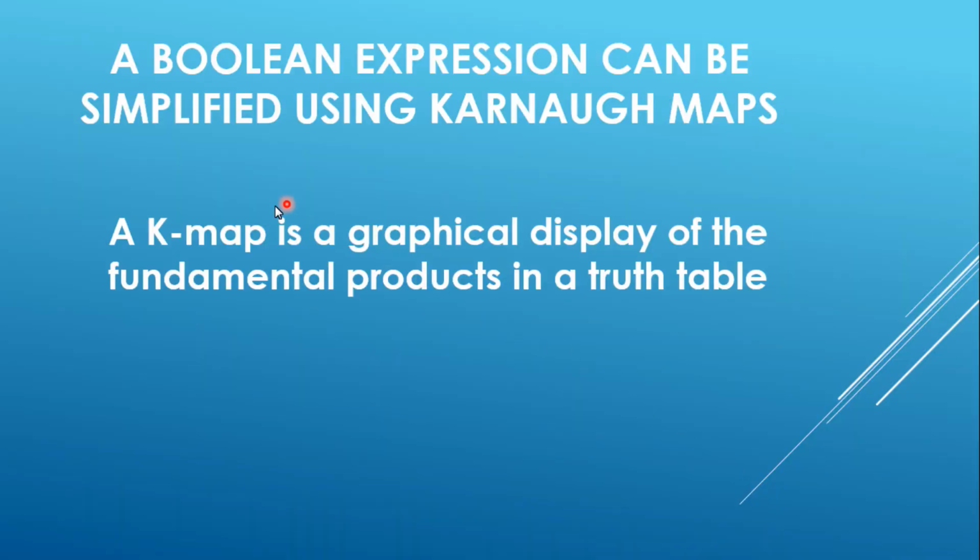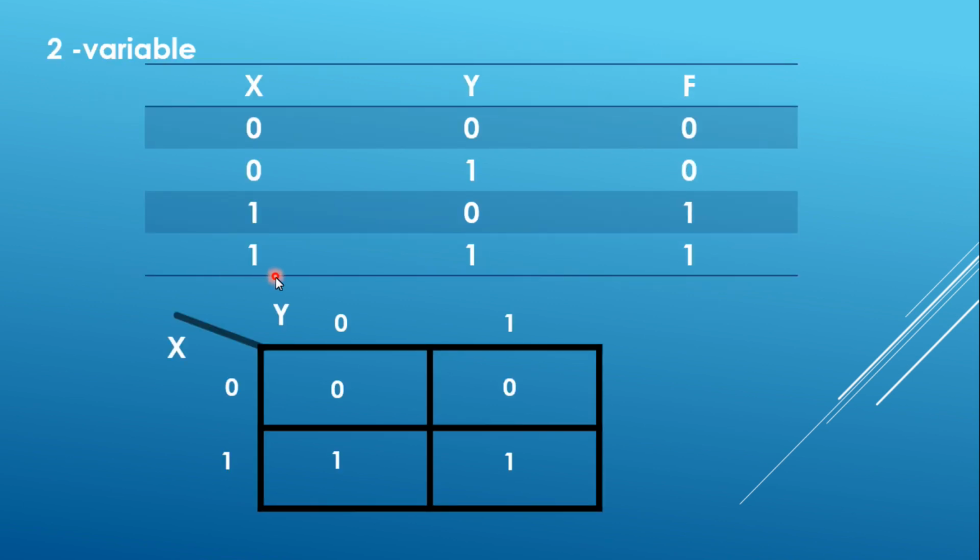A Karnaugh map is a graphical display of the fundamental products in a truth table. So basically all the min terms in the truth table can be represented using a Karnaugh map, and then you use it, of course, to simplify a Boolean expression. Now you can see here, this is a two variable truth table given to you, and the function here is f, which is 1 when x is 1 and y is 0, and also 1 when x and y both are 1, correct?